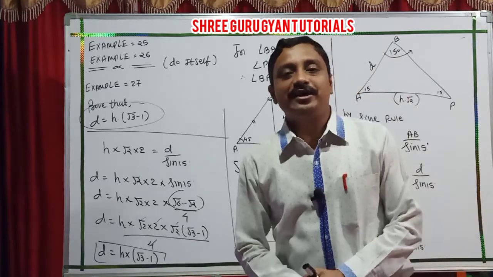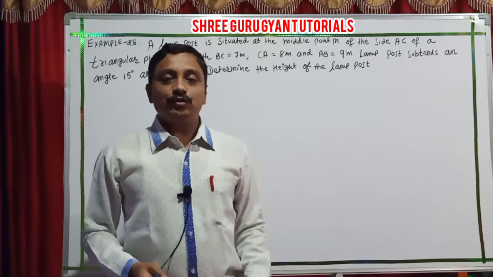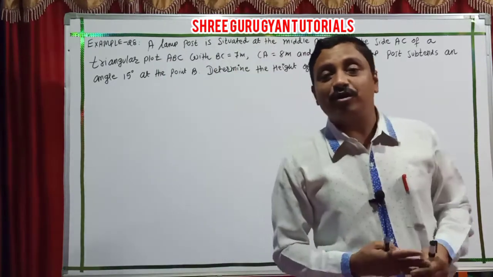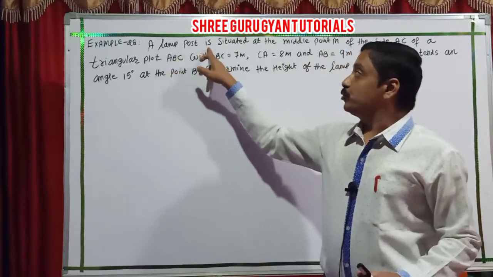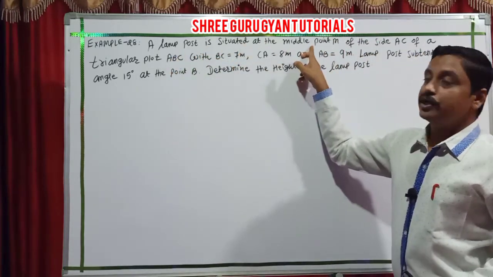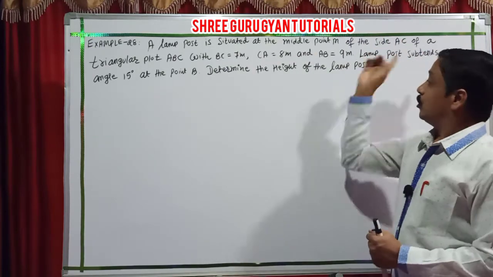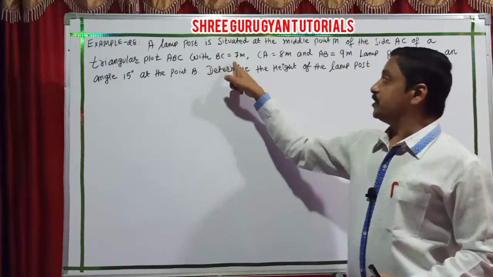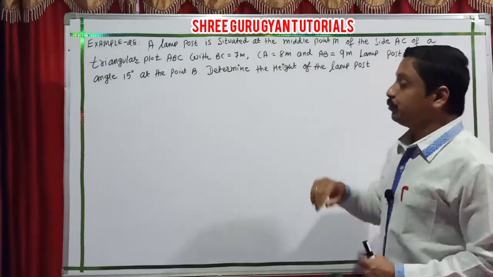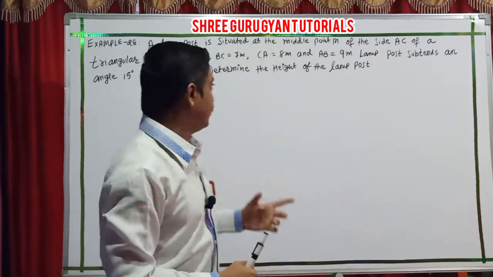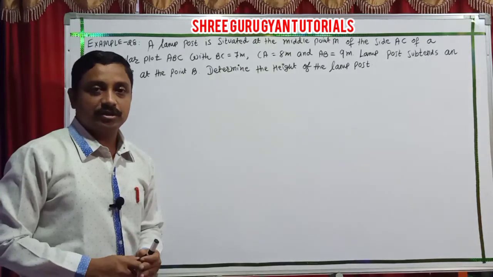Now the last one, it is the last example for this chapter. Now students, I'm going to the last example and last numerical for this chapter. It's a most important question. A lamppost is situated on the middle point of the side AC of the triangle ABC, with BC given 7 meter, CA 8 meter and AB 9 meter. The lamppost subtends an angle of 15 degrees at the point B. Then determine the height of the lamppost.